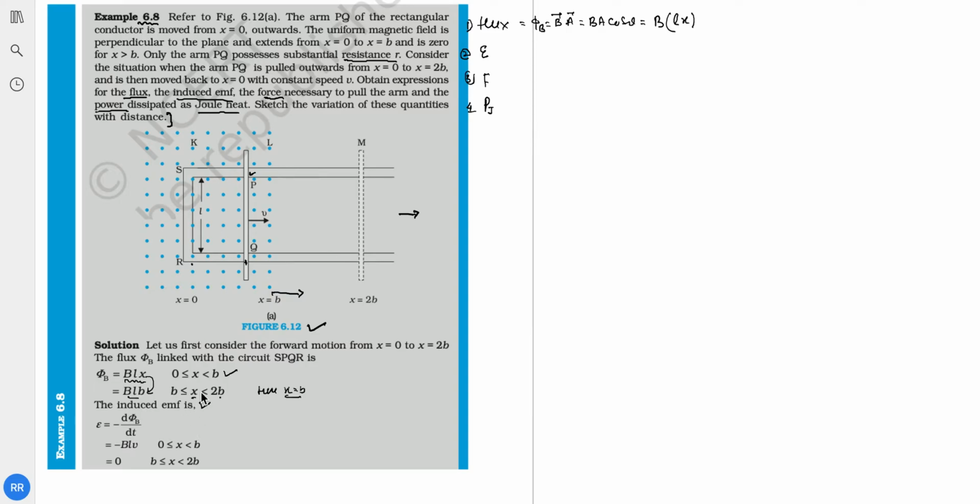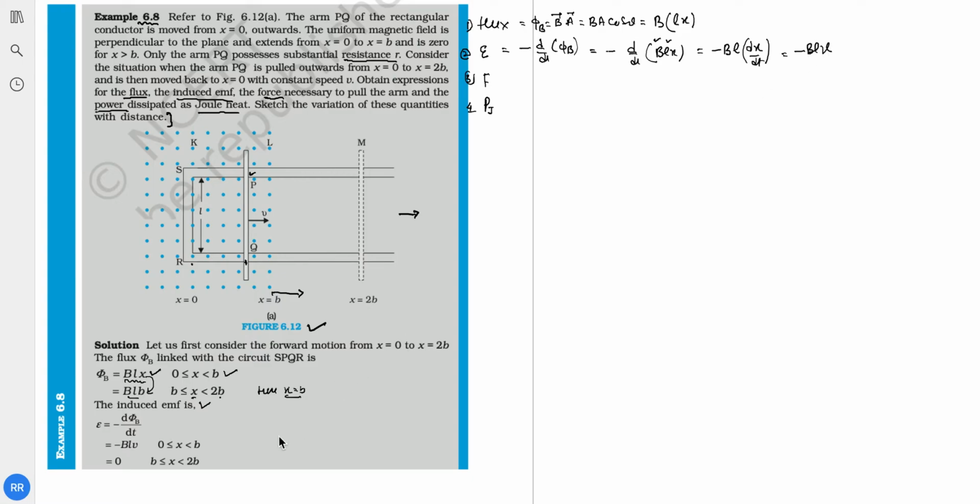Now induced EMF कैसे निकलेगी? So induced EMF is equal to minus d upon dt of phi b. So जब तक फ्लक्स चेंज होती रहेगी EMF होगी, जब फ्लक्स चेंज होना बंद हो जाएगी EMF नहीं होगी. सो आप देखिए जब आप इस पार्ट का डेरिवेटिव करेंगे, तो आपके पास आ जाएगा negative of d upon dt of BLx. So here B is uniform, L is not changing because it remains inside the magnetic field, so it could be taken outside. It is minus of BL and then dx upon dt. So this is dx upon dt. So you can write it is equal to minus BLv.